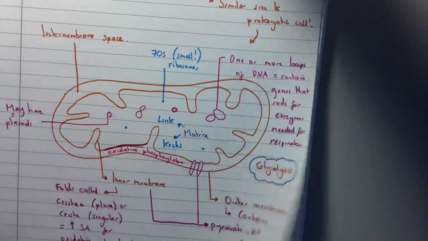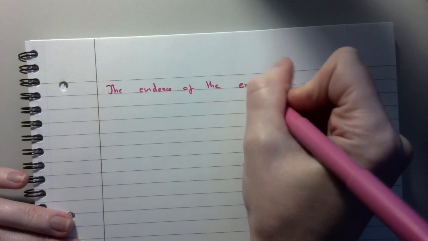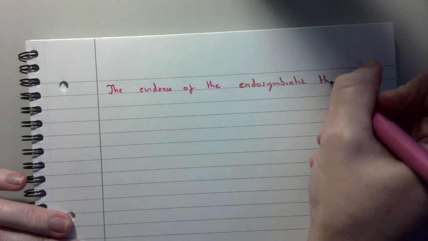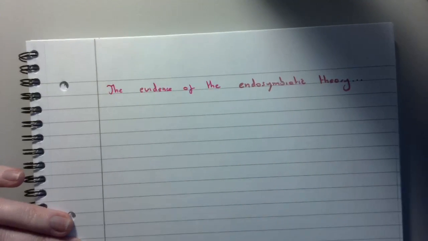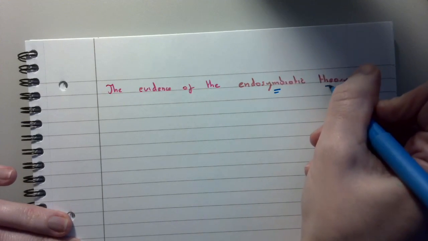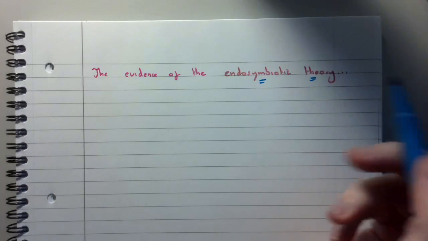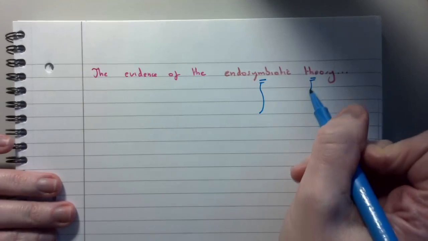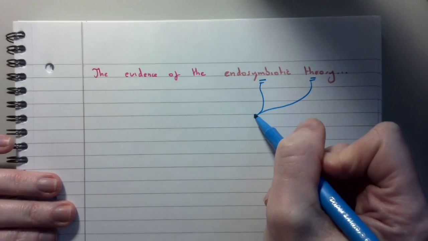So on my last page, and then we'll stop this video, I'm just going to talk about the evidence of what's called the endosymbiotic theory. Again, this is a theory, so it hasn't been proven, and at some point, maybe in 100 years, they'll find it's a load of rubbish, but at the moment, the evidence that we've got that supports this theory is all the stuff we just talked about.